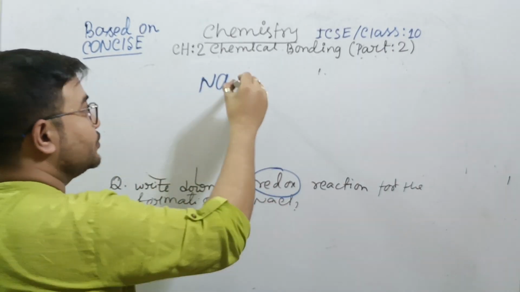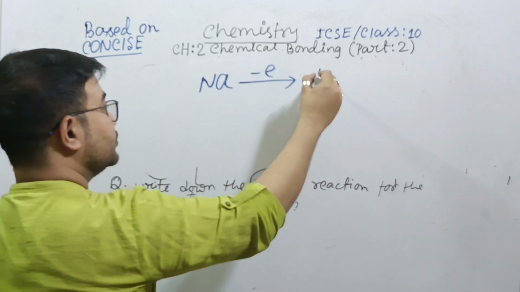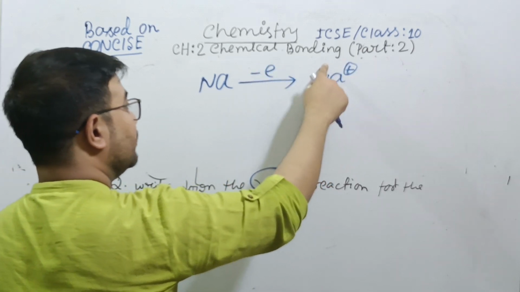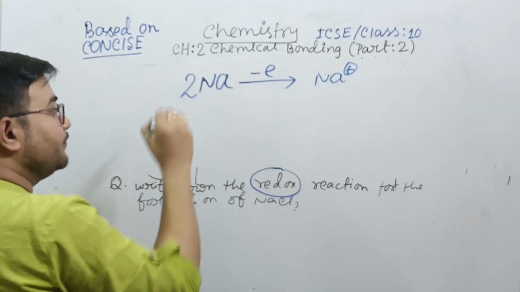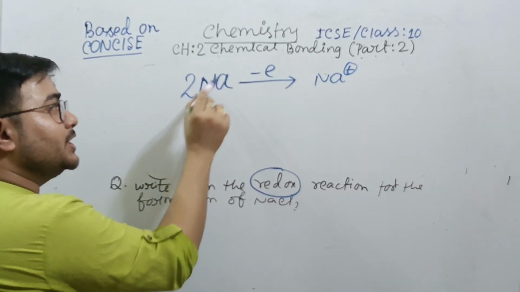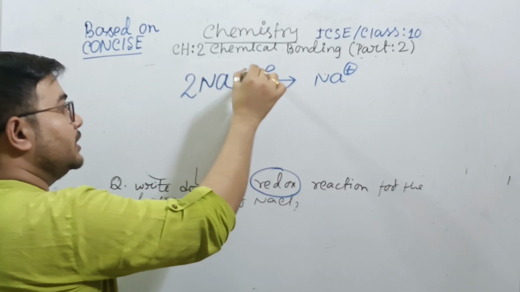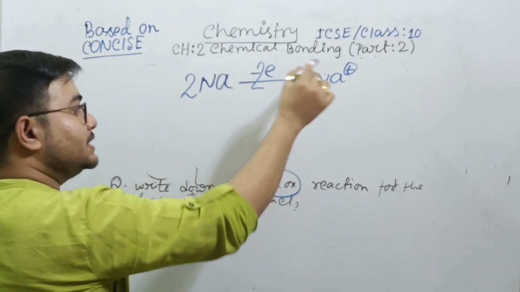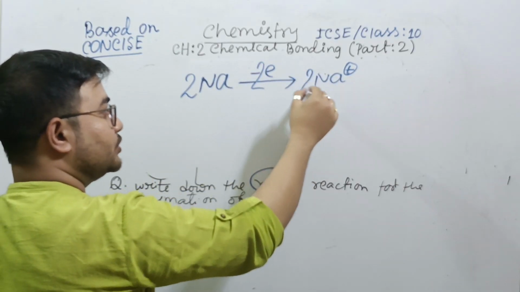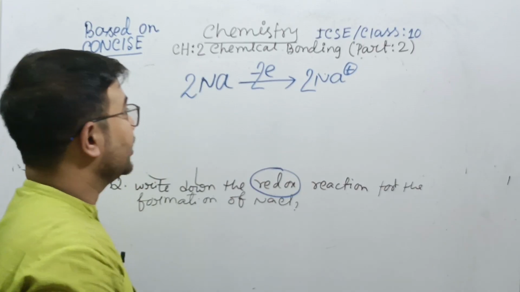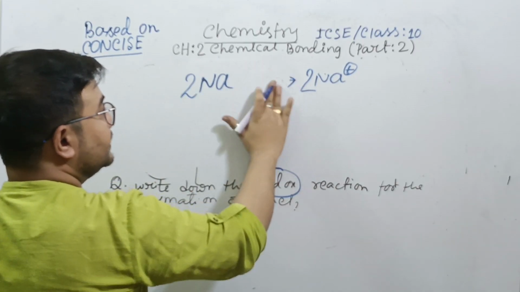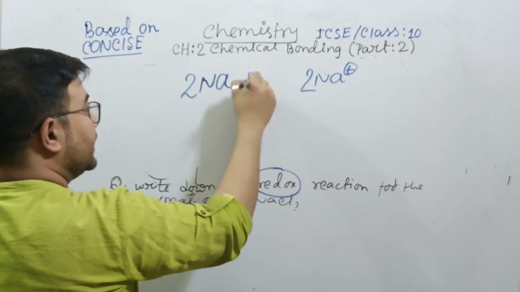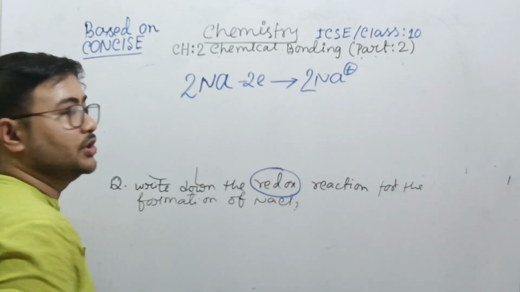So suppose sodium releases 1 electron. So sodium becomes 1 positive. Now if you take 2 sodium, then each sodium releases 1 electron. So 2 sodium release how many electrons? 2. So each sodium becomes positively charged. So 2 sodium become positively charged. Okay, so you can write in this way: 2Na minus 2 electrons forms 2Na+.